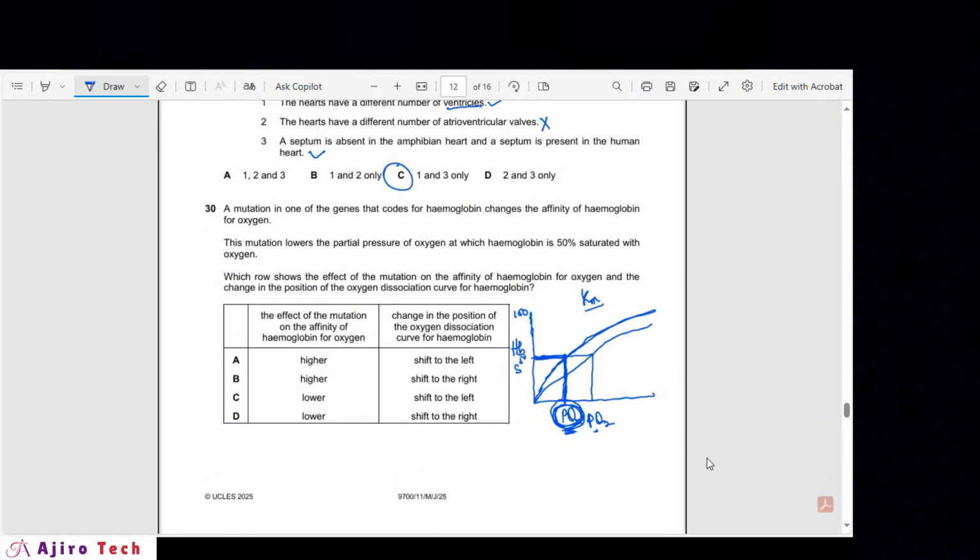Yeah, this is left. This is to the right. It's to the right like this. Shift to the left. So it's to the left of the main curve. So higher and shift to the left.